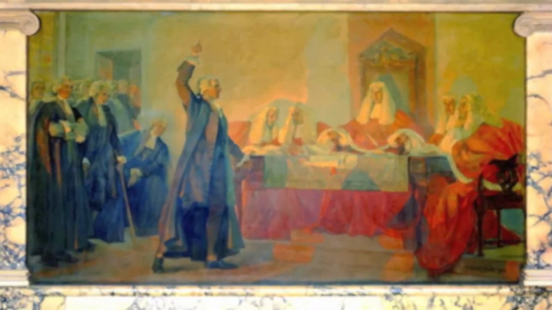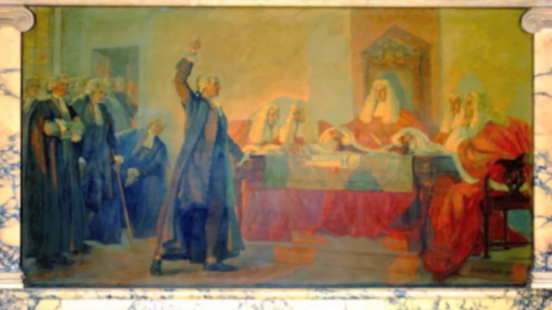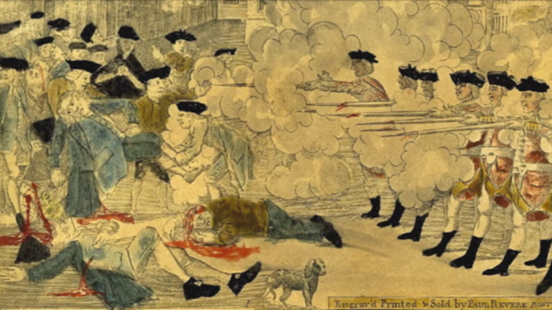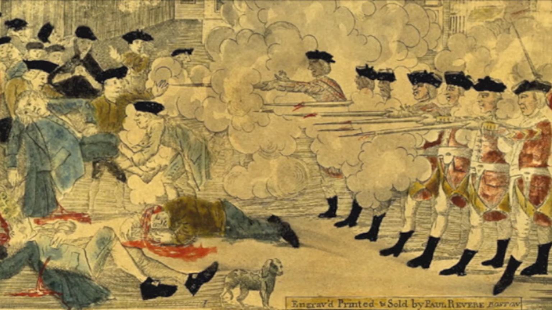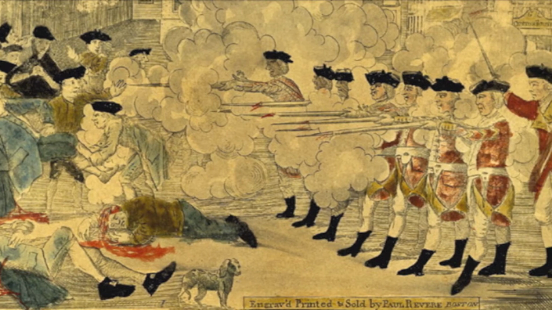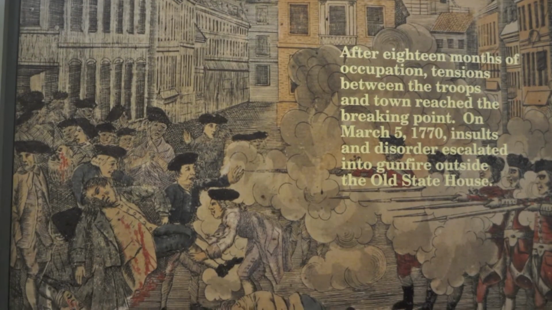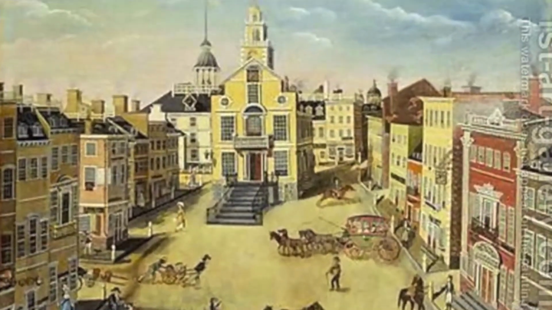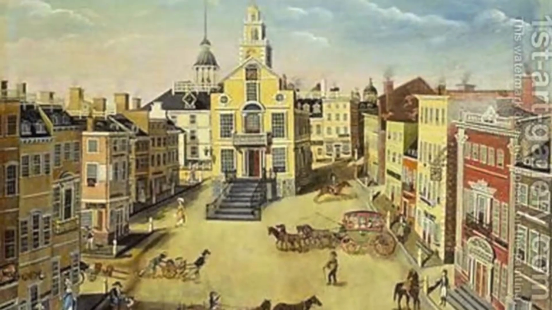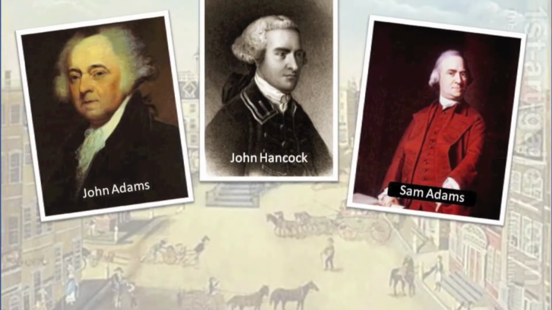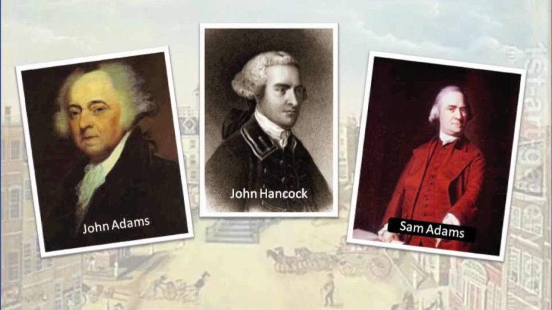In the council chamber, James Otis argued against the writs of assistance. His speech was one of the events that led to the American Revolution. Tensions broke out between the colonies and British troops. Then, on March 5, 1770, the famous Boston Massacre occurred right outside the State House. Within these walls, John Adams, John Hancock, Samuel Adams, and other patriots debated the future of American self-government and set in motion the American Revolution.